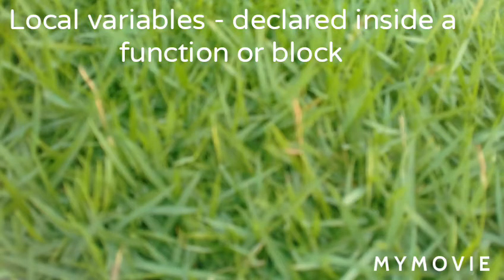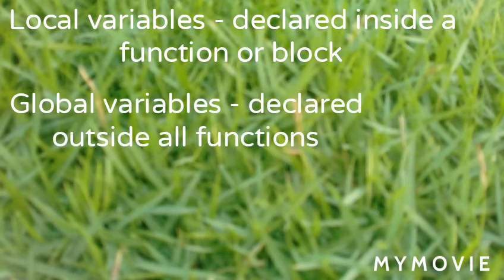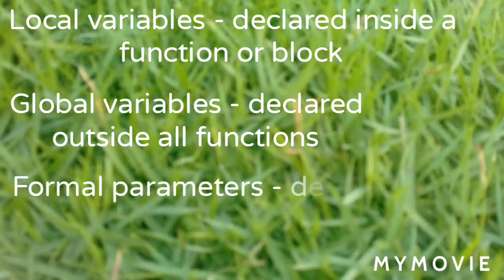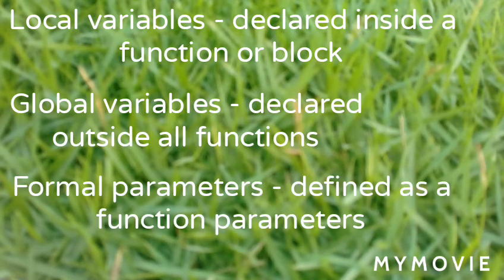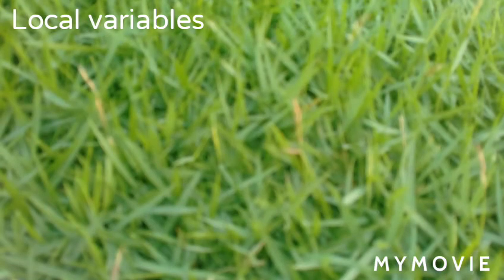Next is the global variable. It is declared outside all the functions. And finally, the third is the formal parameters. It is in defining the function parameters. Let's go to local variables.